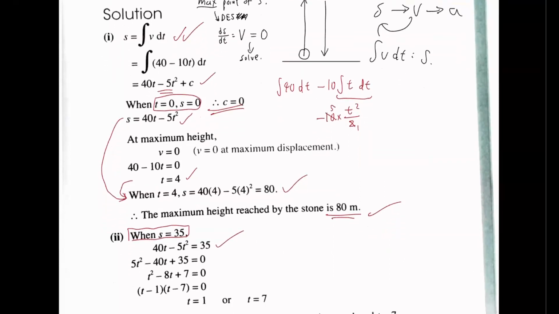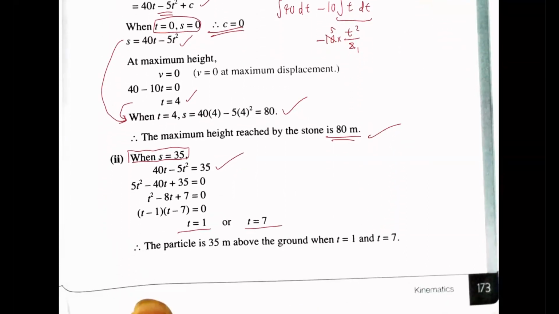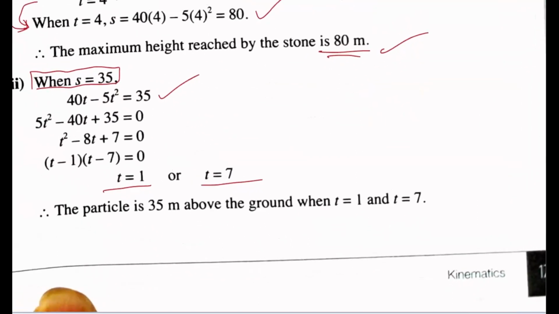From there, it's a quadratic. You solve for T. T equal to 1, T equal to 7. Why would there be two values now? Why would there be two values? It bounces. Ah, no. It's a stone.